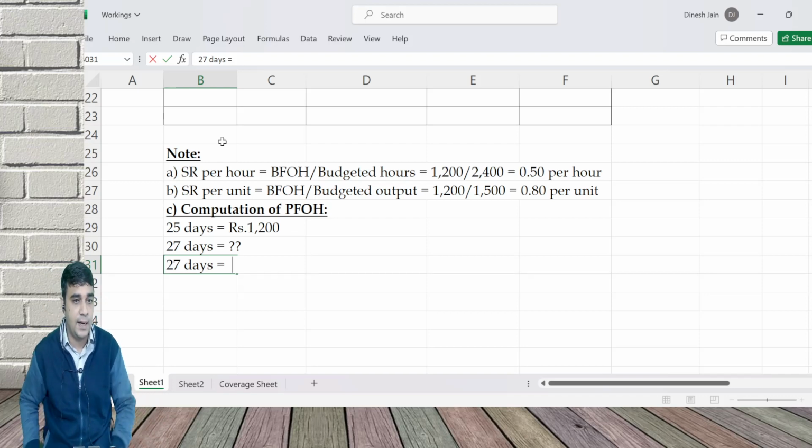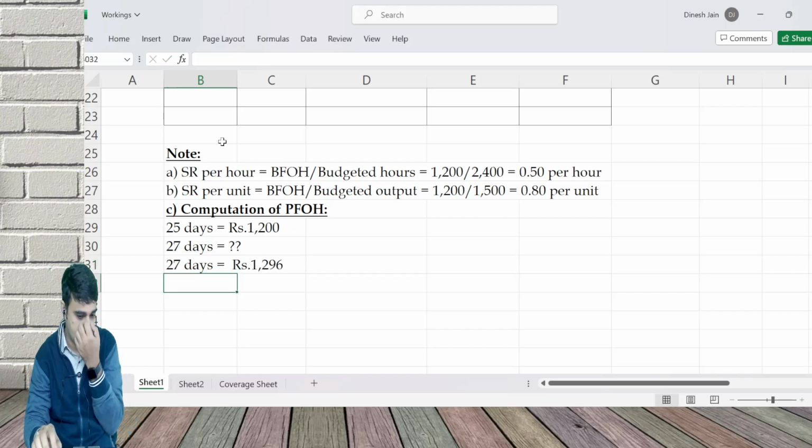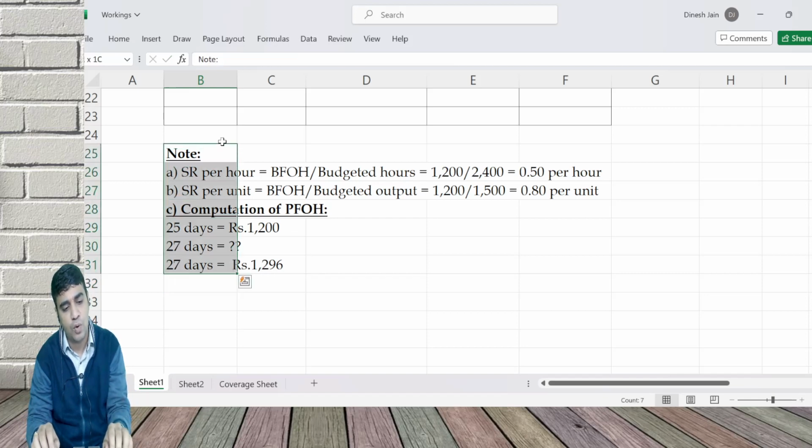Now write PFOH. 25 days equal to 1200, 27 days equal to question mark. What do you get for 27 days? Rupees 1296. Any doubts on this? Clear? In most of the questions, the problem will be almost over once these three are calculated. Any doubts till this? I'll go up.